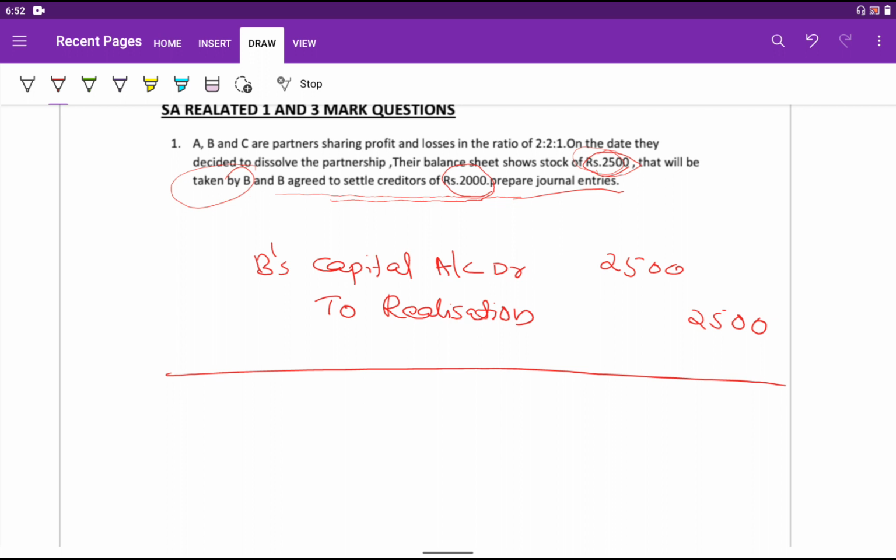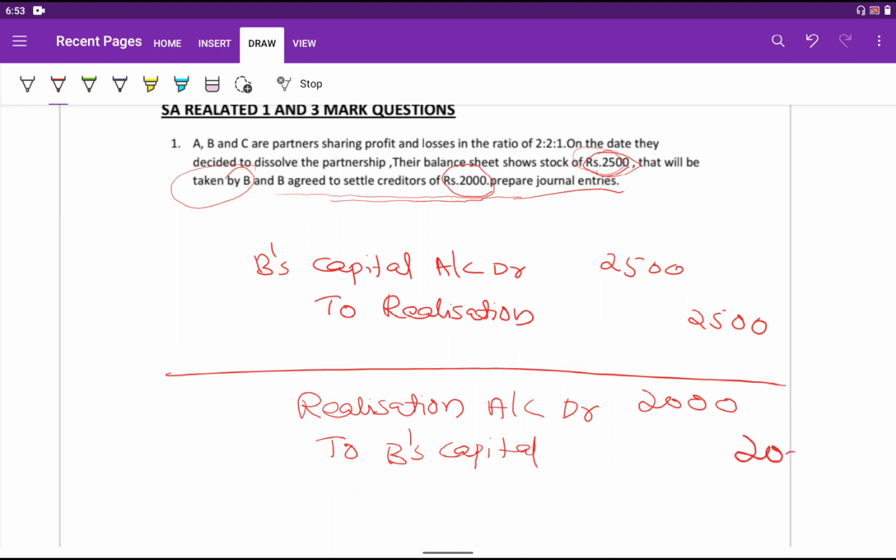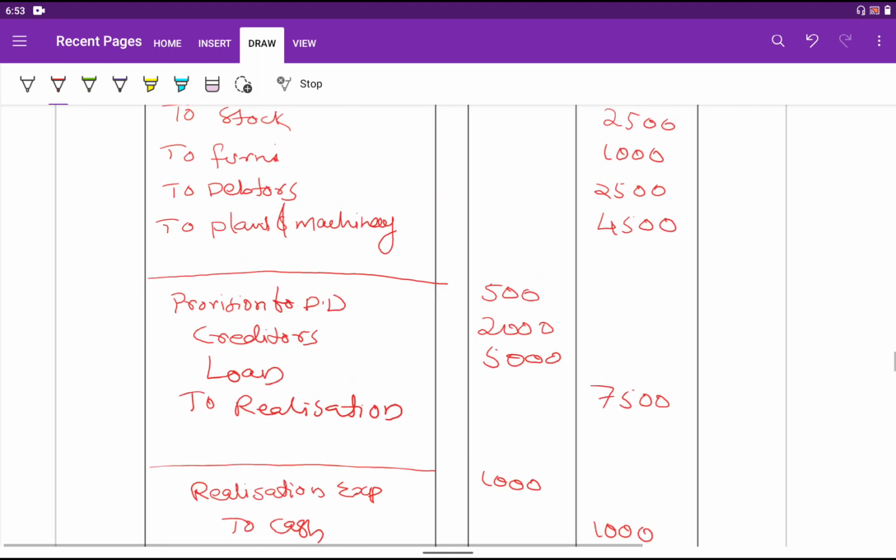B agreed to settle rupees 2000 means what? What journal entry did we write before? Realization account debtor to B's capital. How much? 2000. Okay, 2000. This also we wrote in journal entry.